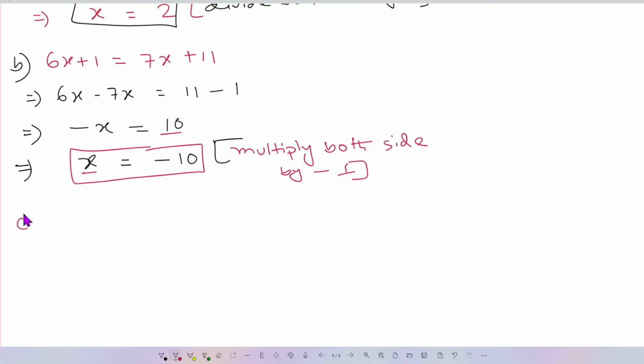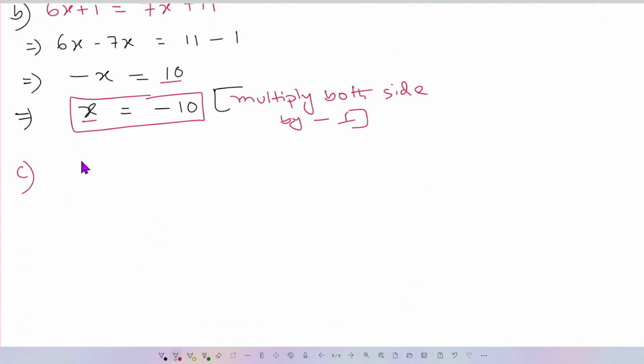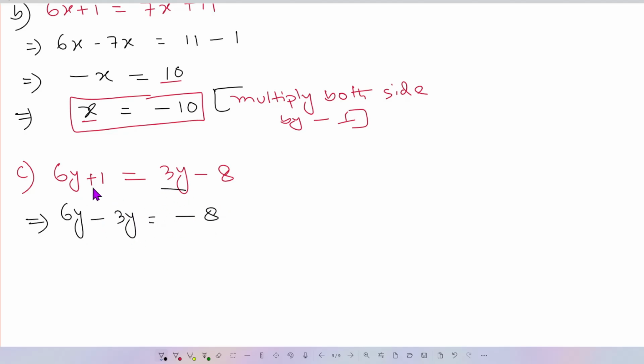Number C. Here is 6y plus 1 equals 3y minus 8, right? Now look, 6y, this plus 3y becomes minus 3y equals minus 8. This plus 1 becomes minus 1. So 6y minus 3y will be 3y, right? 6 minus 3 is 3, so 3y equals minus 8 minus 1, which becomes minus 9.